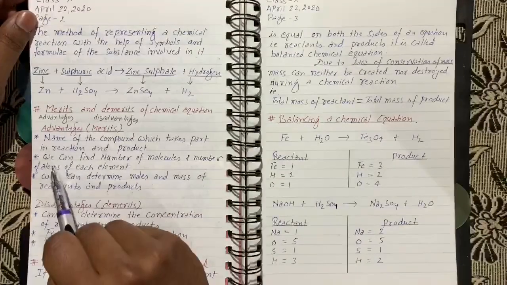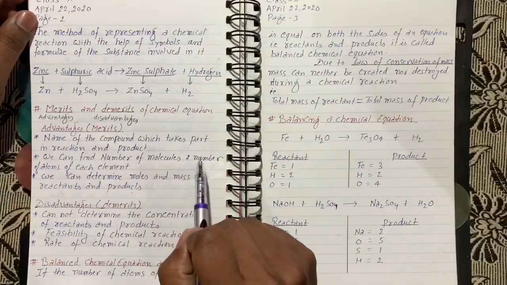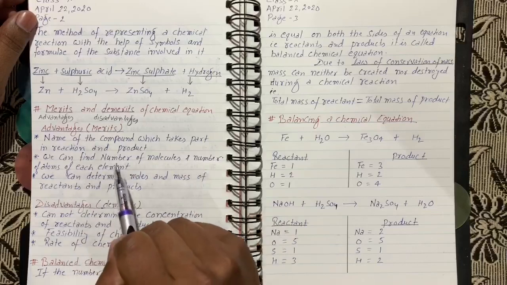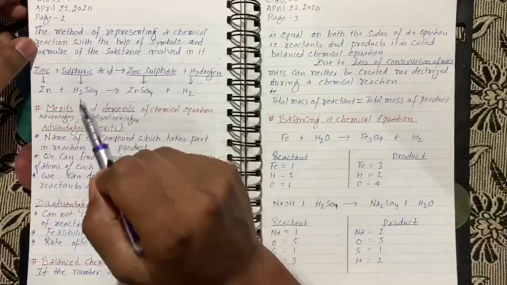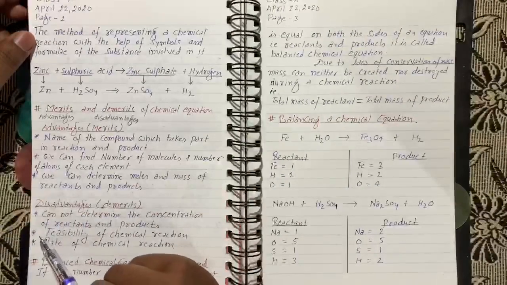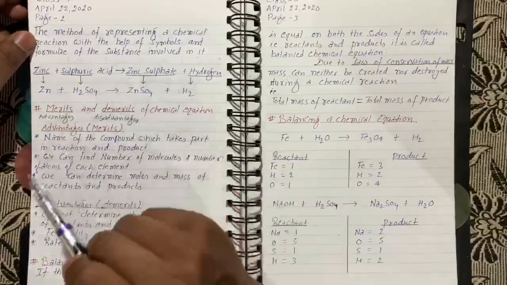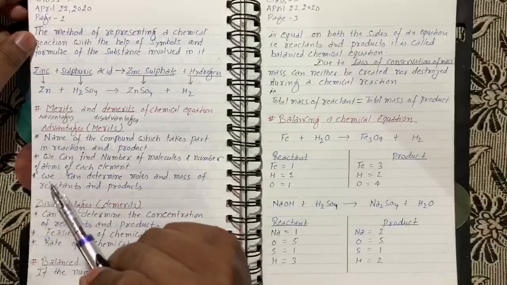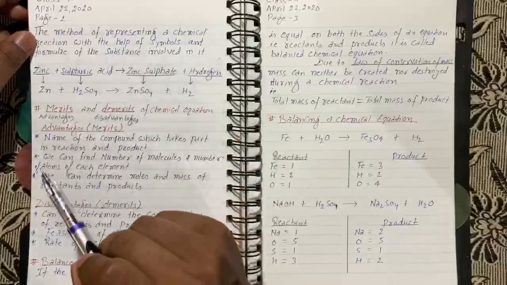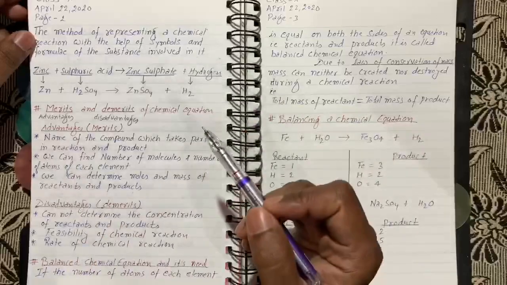Now we can find the number of molecules and the number of atoms of each element. We can simply determine how many molecules of a particular substance take part in the chemical reaction, and how many atoms of a particular element take part in the chemical reaction. Also the number of molecules of the different products obtained.